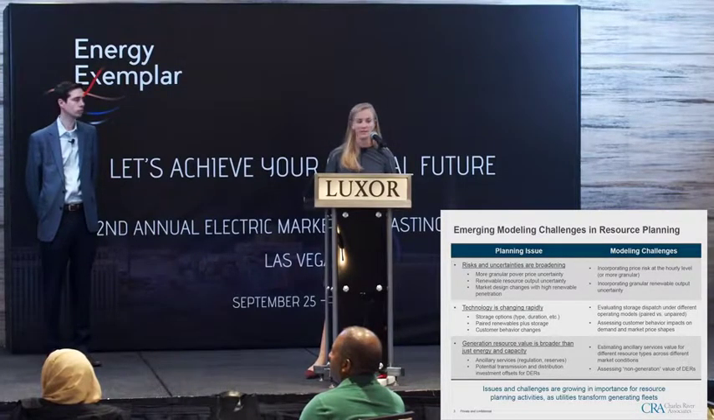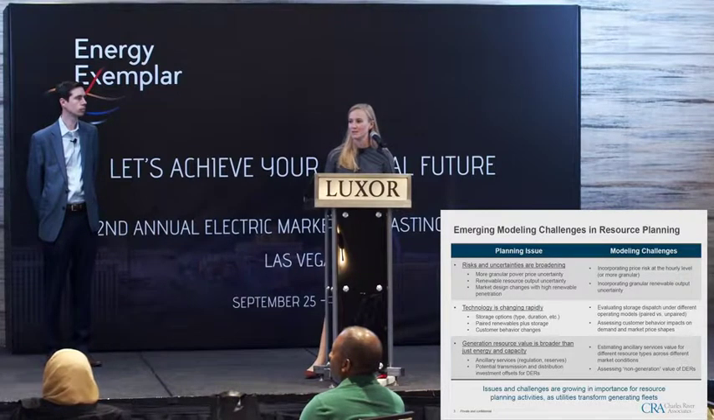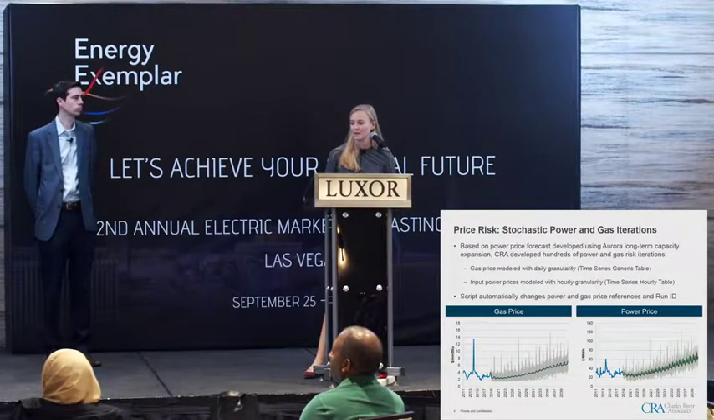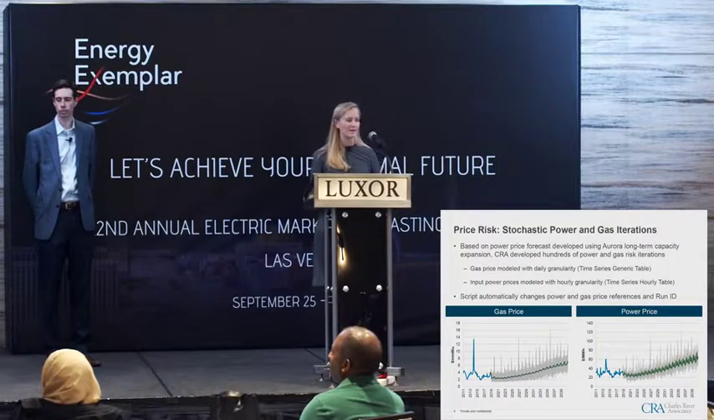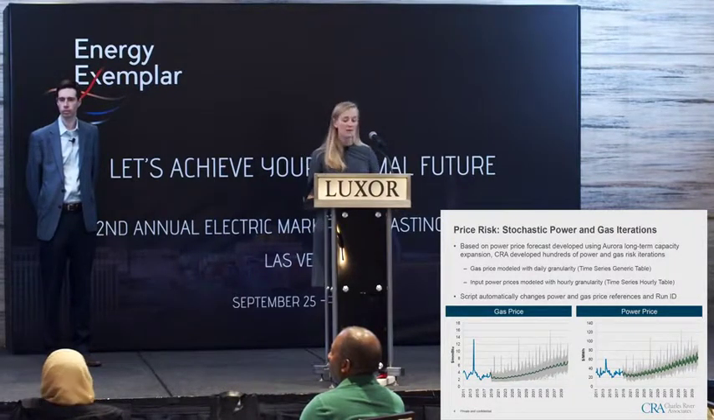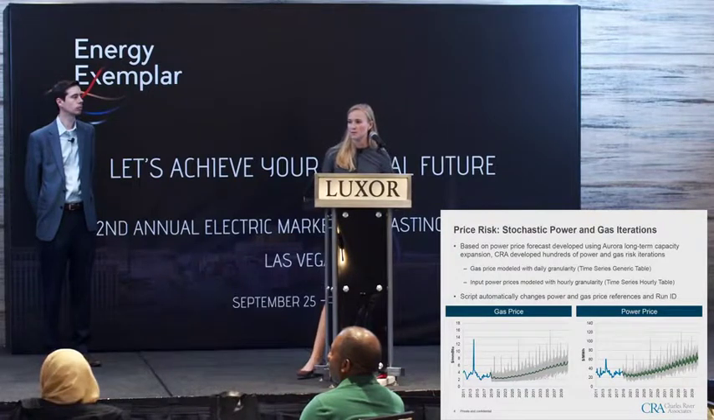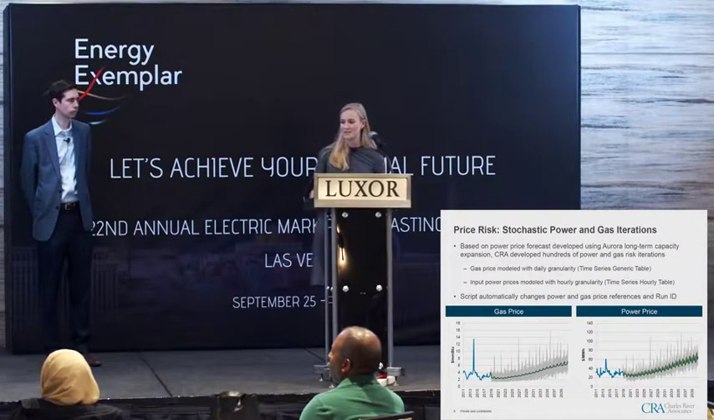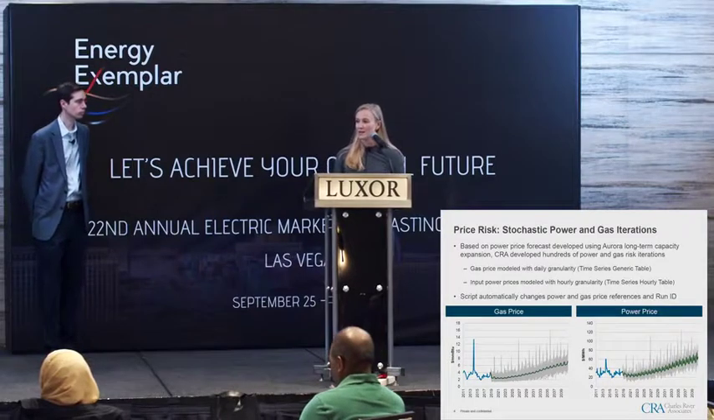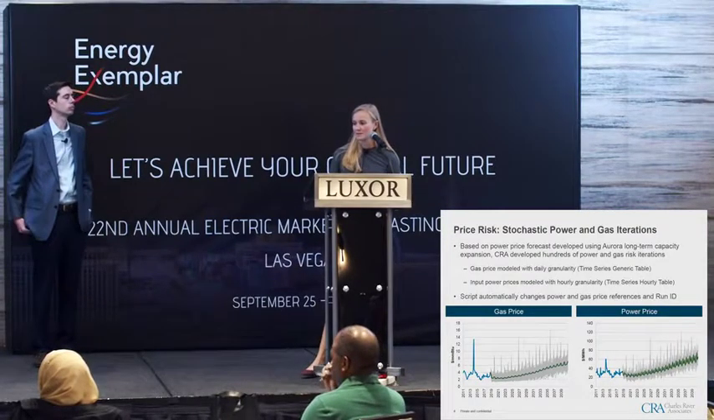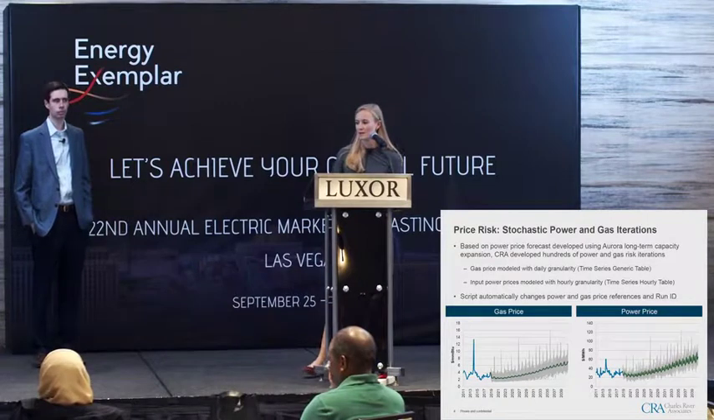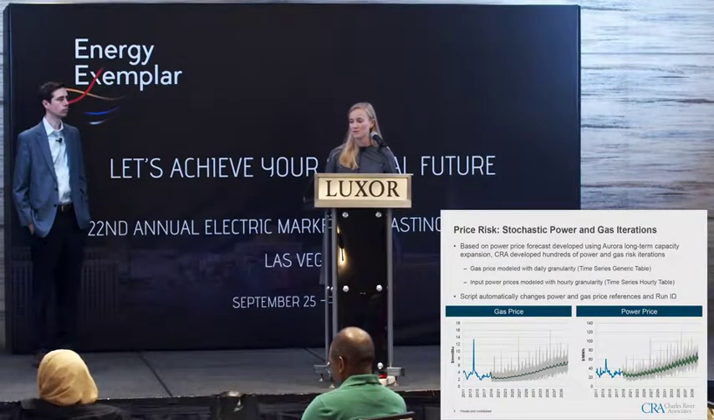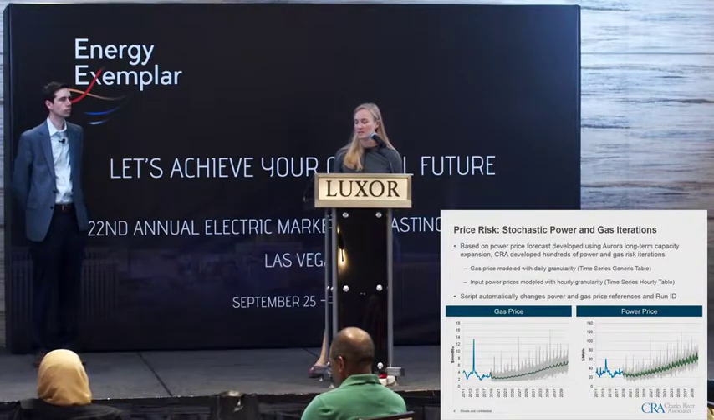So the first risk that we layered in, as Pat mentioned, is price risk. So we looked at power and gas price risk. If you look on the bottom there, those green lines are the fundamental forecasts that we use. So we use Aurora's long-term capacity expansion functionality to develop long-term power price forecasts, fundamental forecasts for a base case. And then what we did to layer in power price risk and gas price risk was use a stochastic model to develop hundreds of risk simulations around that base case. So the gray lines there are those risk simulations.